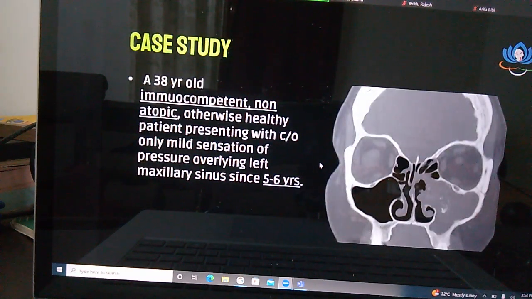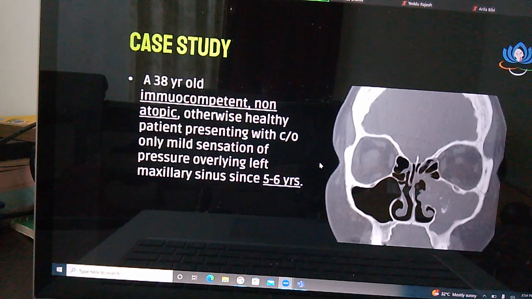Okay, and this is another patient, a 30-year-old man, immunocompetent, non-atopic, meaning no history of allergy, and otherwise healthy, meaning he doesn't have any other condition like hypertension or diabetes. He is presenting with only a mild sensation of pressure overlying the left maxillary sinus for 5 to 6 years.